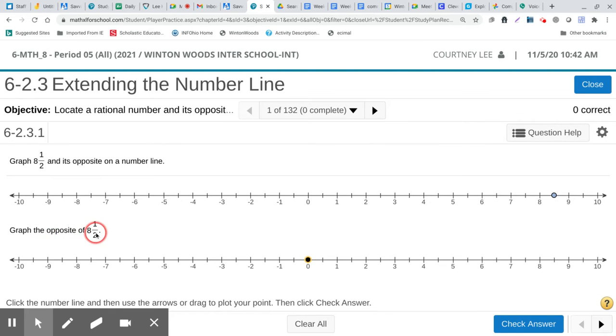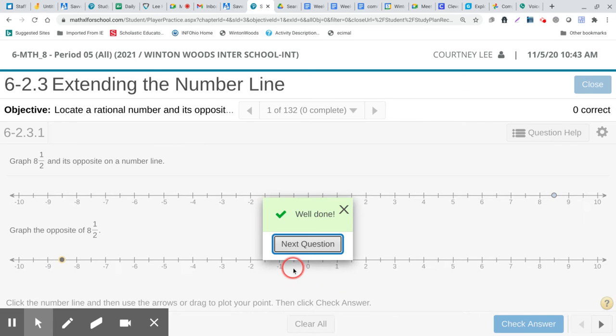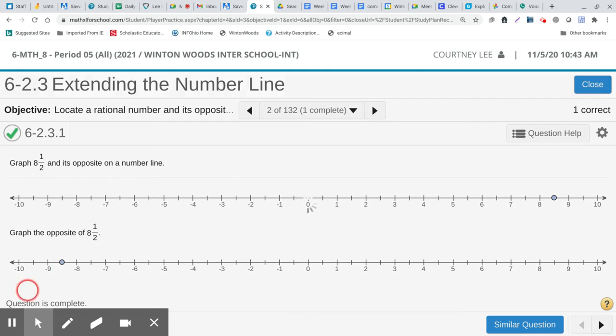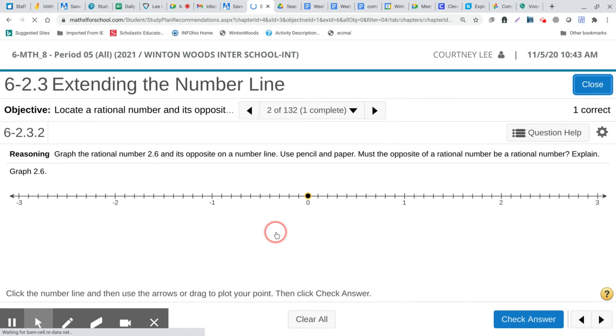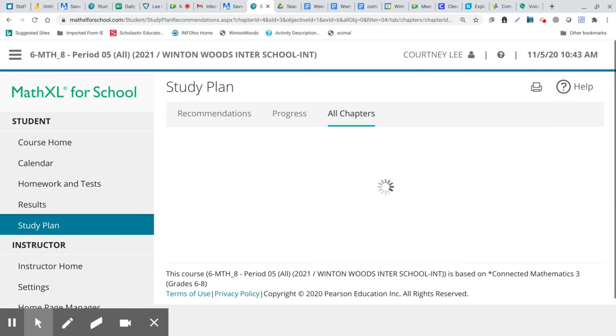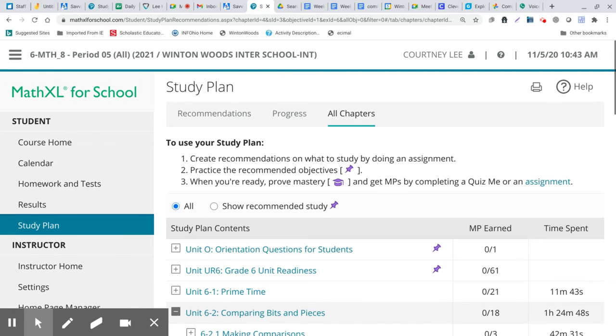Okay, now it says graph the opposite of 8.5. So now the opposite of 8.5 is negative 8.5, which is here. It's between -8 and -9. So basically that's what that's about. So hopefully that mastery point is easy for you to get.